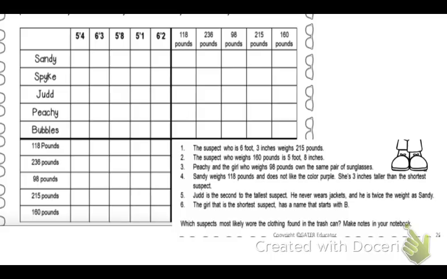But number 3, this is important. Peachy and the girl who weighs 98 pounds own the same pair of sunglasses. So that tells me that Peachy cannot weigh 98 pounds. So I'm going to put it here. And I don't know how tall Peachy is, so I can't put anything else. But I also know that a girl weighs 98 pounds. So it can't be Spike or Judd. So either Bubbles or Sandy weighs 98 pounds. Clue 4 will help you figure that out.